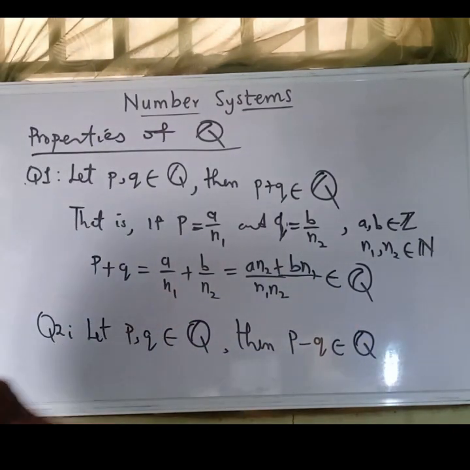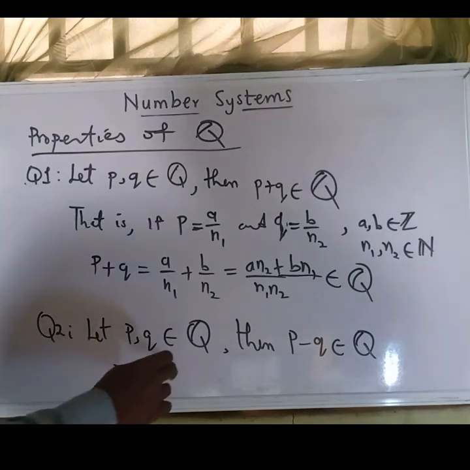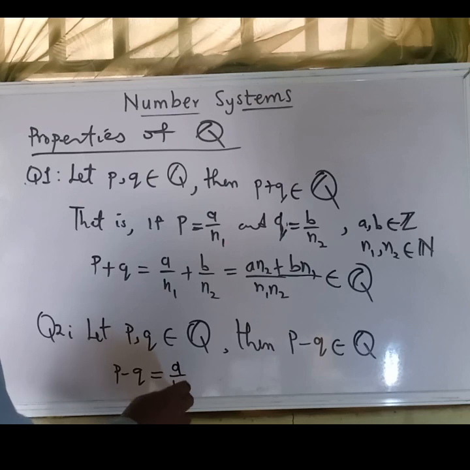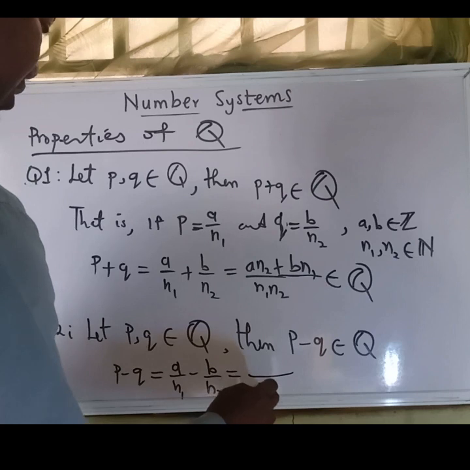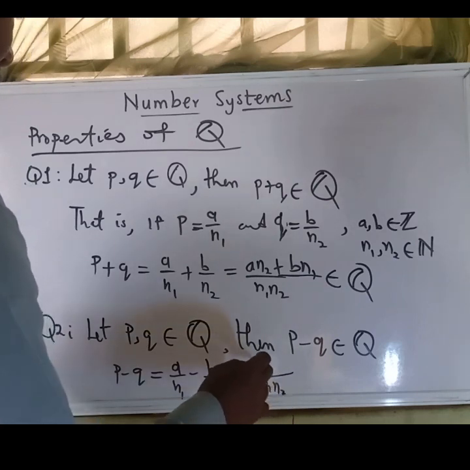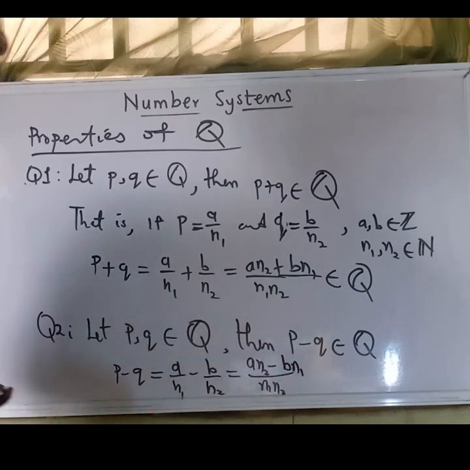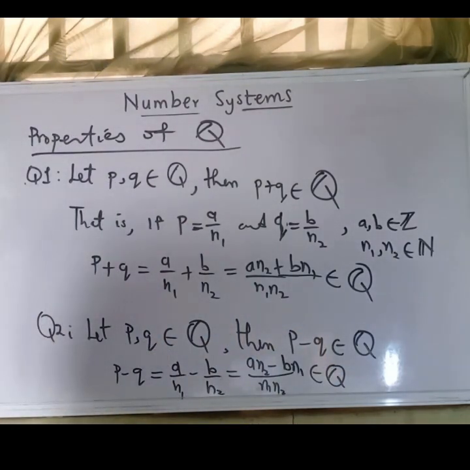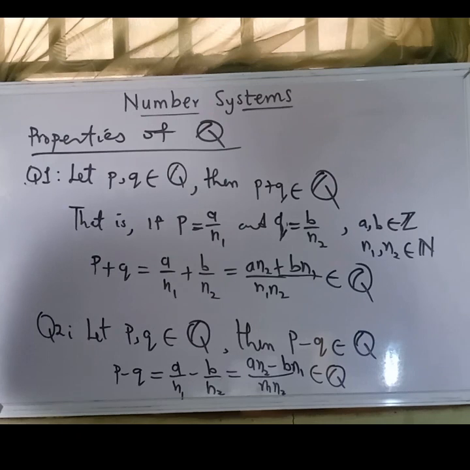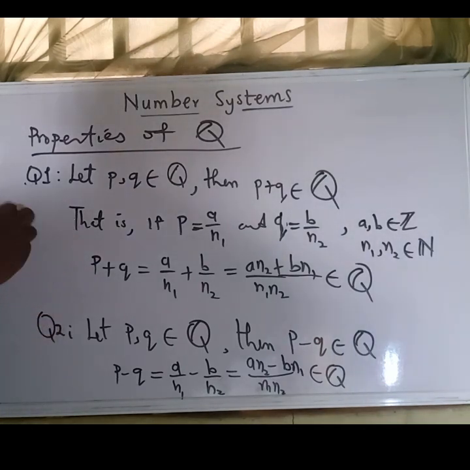I can perform the same task as this, that P minus Q is A over N1 minus B over N2. And this is similarly N1, N2, and this is AN2 minus BN1. What we are saying in essence is that this is also a rational number. So we can also find that for multiplication. This is for addition, this is for subtraction, the next one is multiplication.